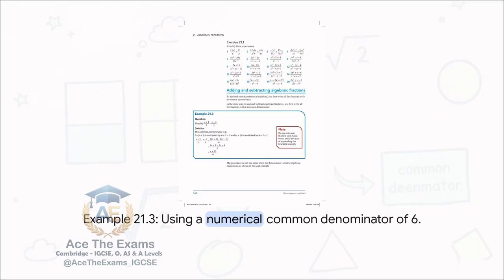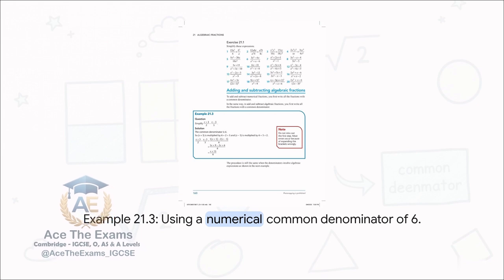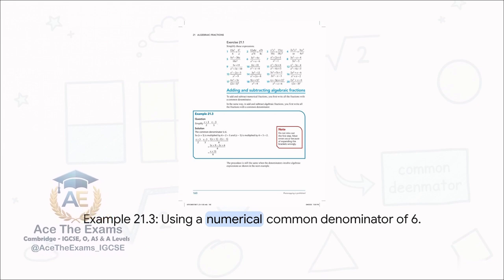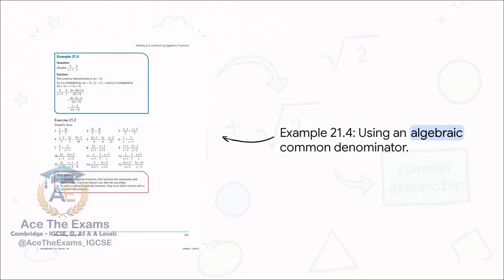Notice how the text lays this out perfectly. 3 bracket x plus 3 minus 2 bracket x minus 3, all over 6. This really careful, highly structured setup is exactly what you need to be writing down on your exam paper. And you know, this perfectly sets us up for the next level.